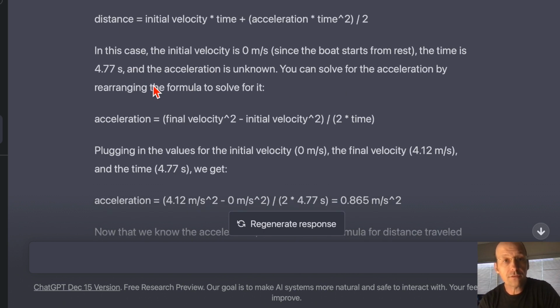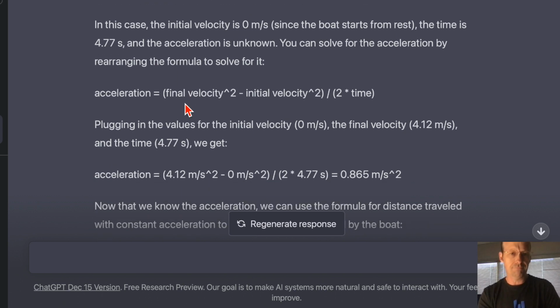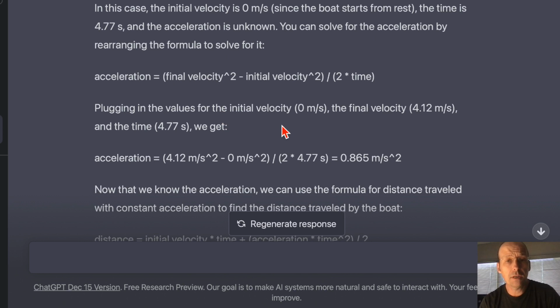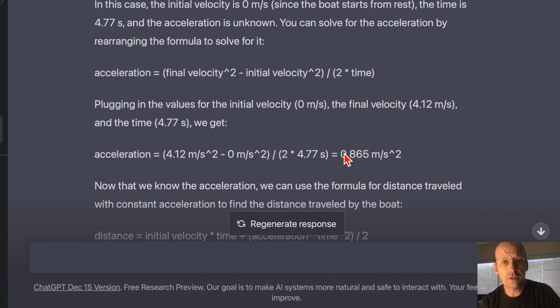You can solve for the acceleration by rearranging the formula. Acceleration is velocity squared... why is it final velocity squared over 2 times time? So it's going to be meters squared per second squared divided by seconds, and we get meters squared per second. That's not right. Plugging in the values, we get acceleration is 0.8.